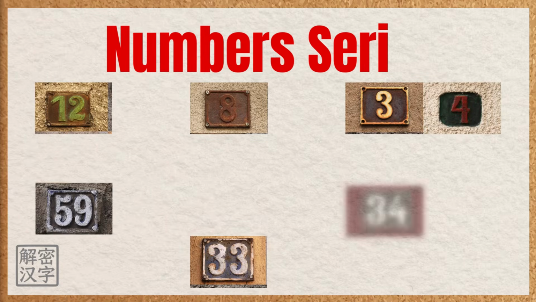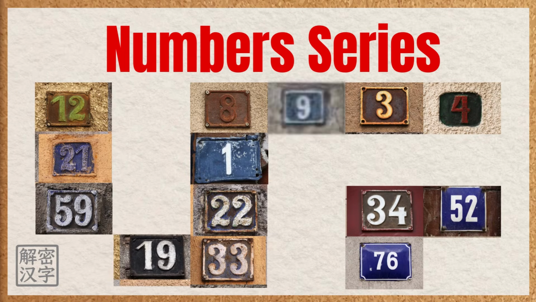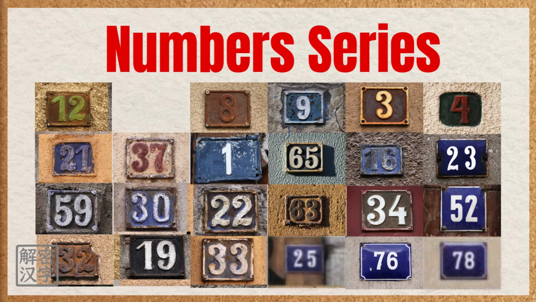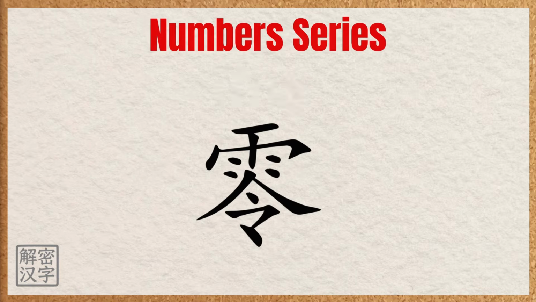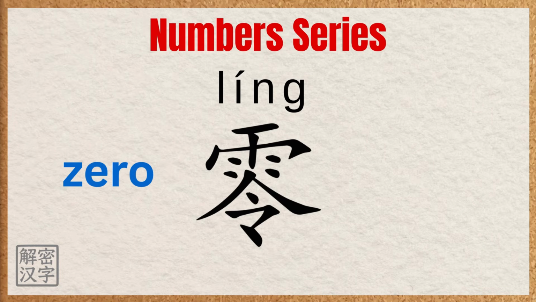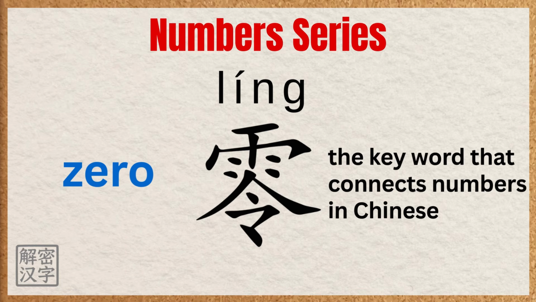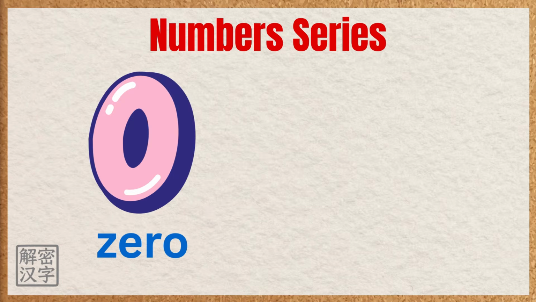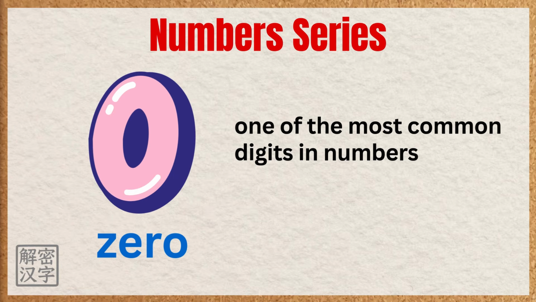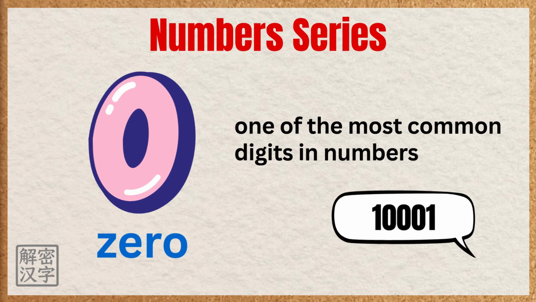Today is the final lesson in our Chinese number series, and we're going to learn the most important number of all, ling. The character ling means 0, and it's also the key word that connects numbers in Chinese. 0 is one of the most common digits in numbers, and sometimes you'll see several zeros inside the same number.